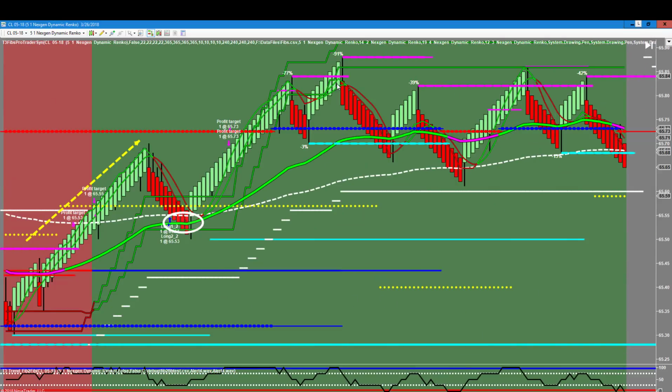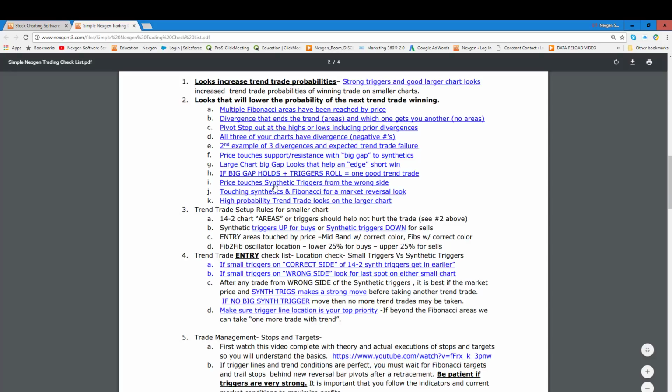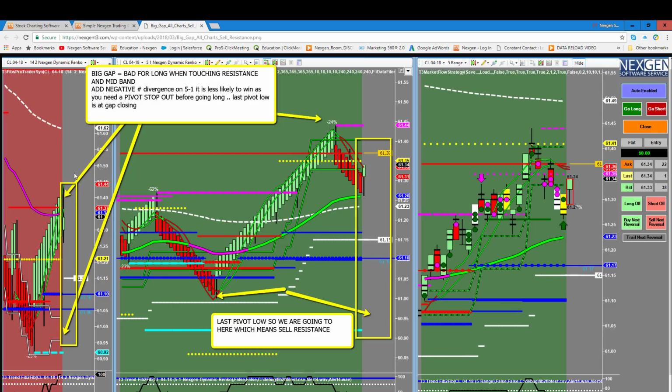Now, one of the other things that you will learn in our plan, and it's really, really simple concepts, is if we have a large gap back to our synthetic triggers, and again, just go through the plan, you'll see, but on our large chart, if there's a big gap between our price and our synthetic triggers, traditionally when you have divergence on your small charts, you can go the other way if there's Fibonacci resistance.